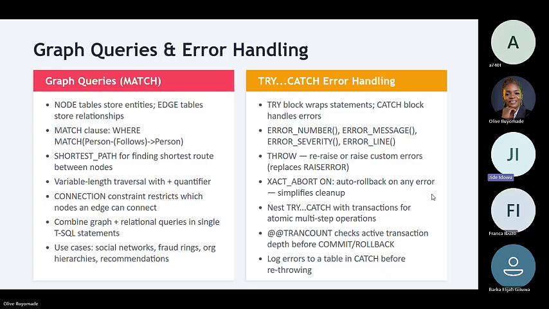We have what we call nodes. So node tables store entities, edge tables store relationships. So there's nodes, and we have edges. There's what we call the MATCH clause, WHERE MATCH.